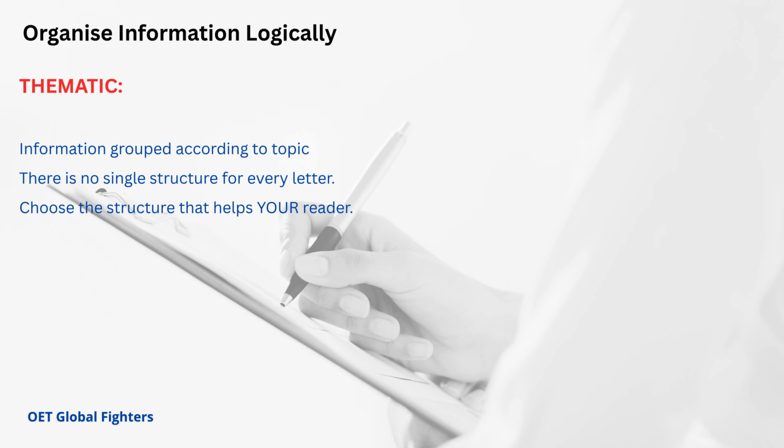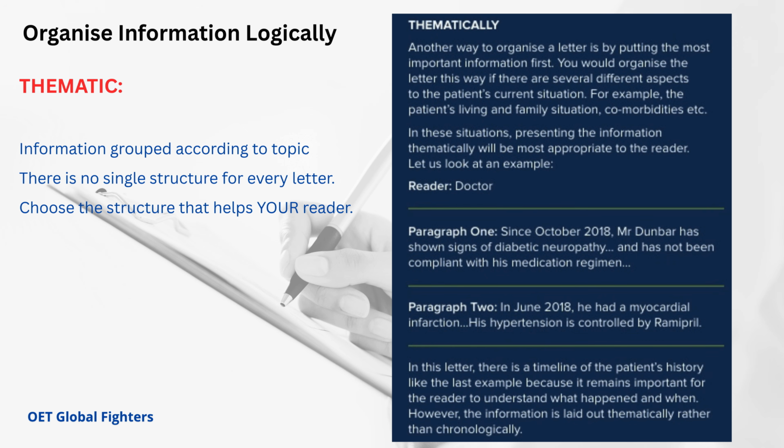But here's the interesting part. You don't always have to organize the letter chronologically. Sometimes a thematic structure is better. That means grouping information according to topic. For example, one paragraph might focus on the patient's diabetes and medication adherence. Another might discuss relevant cardiovascular history. Another might discuss their social circumstances. The guide gives an example involving Mr. Dunbar, where the information is organized thematically according to the purpose of the letter.